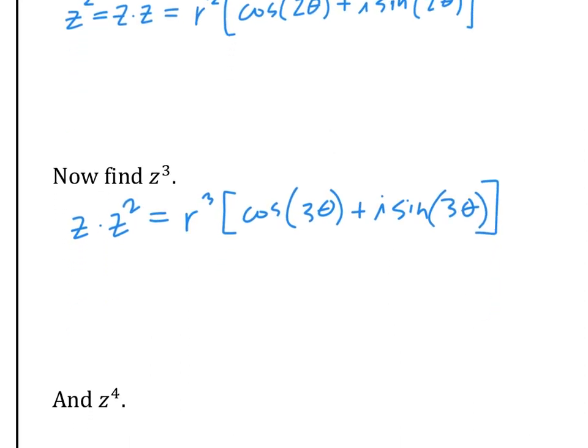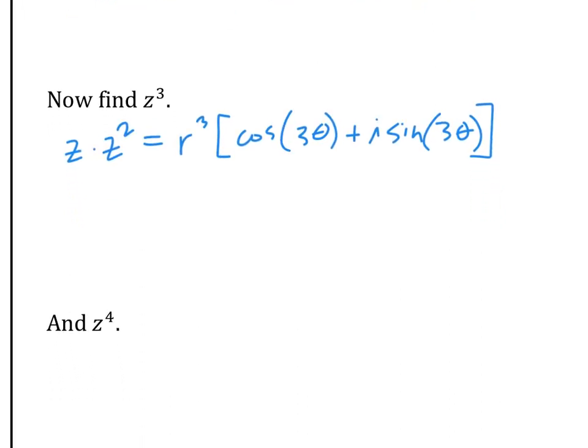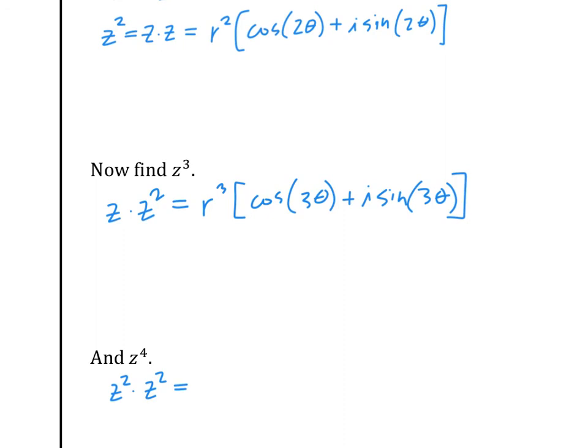Okay, last one. Z to the fourth. Z to the fourth is the same as saying z times z cubed, or we can say it's z squared times z squared. So according to the formula, what do we do to the radius? Multiply, so z squared times z squared becomes r to the fourth. And then cosine, we add the angles together, so we get 4 theta, and then plus I sine 4 theta.